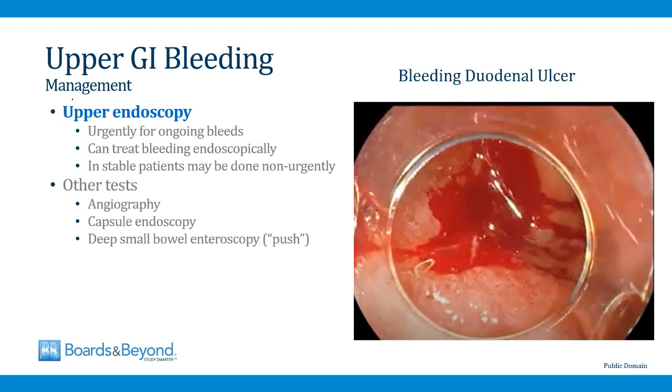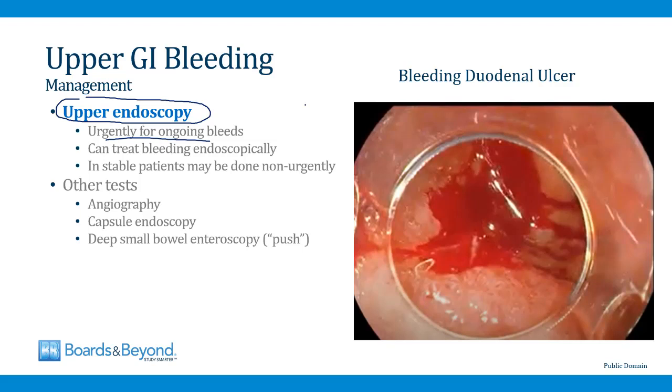Beyond those medical therapies on the last slide, the mainstay of managing upper GI bleeds is with upper endoscopy. This involves inserting an endoscope, which is a camera, into the esophagus. You can visualize the esophagus, the stomach, and parts of the duodenum. This can be done urgently in patients with ongoing GI bleeds who are having heavy hematemesis. They can have an urgent endoscopy.